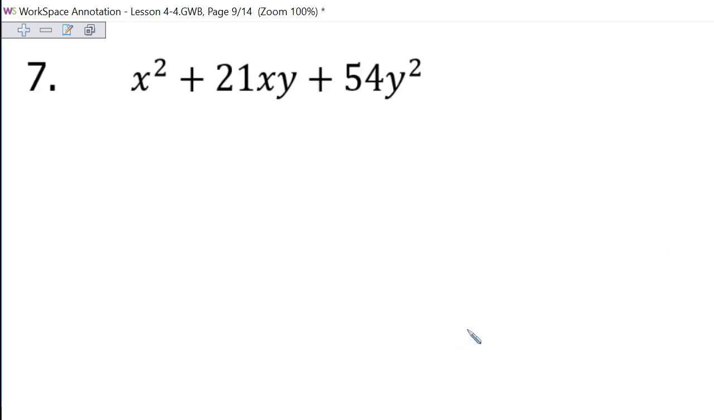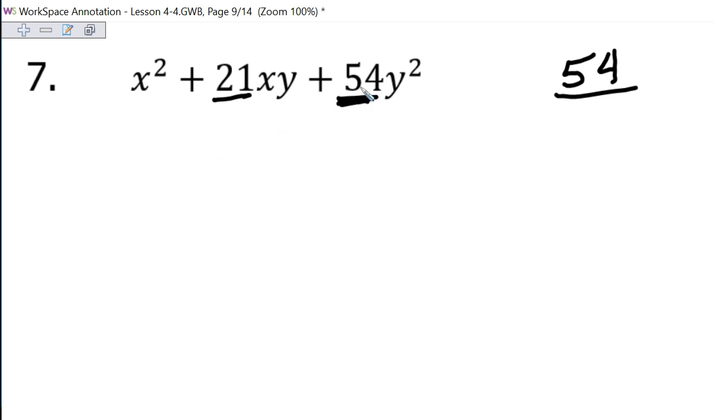Okay, number 7. How does number 7 look different? We have two variables. They threw in a y, but it's going to be pretty much the same. We still want to multiply to the last number, so we want to multiply to get 54 and add to get 21. So just ignore the extra variable for right now.